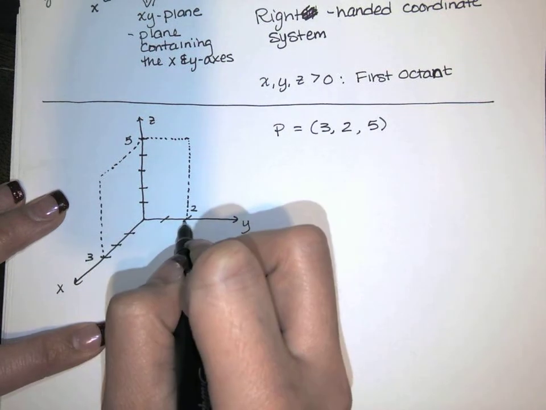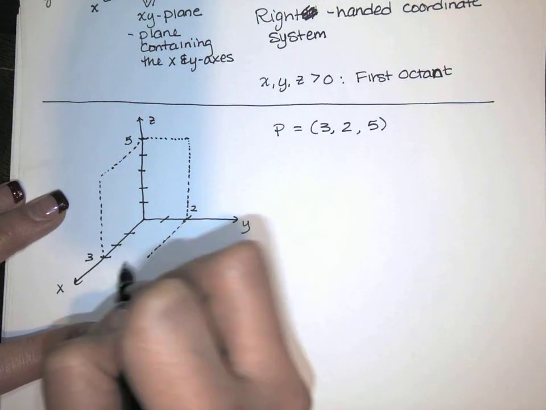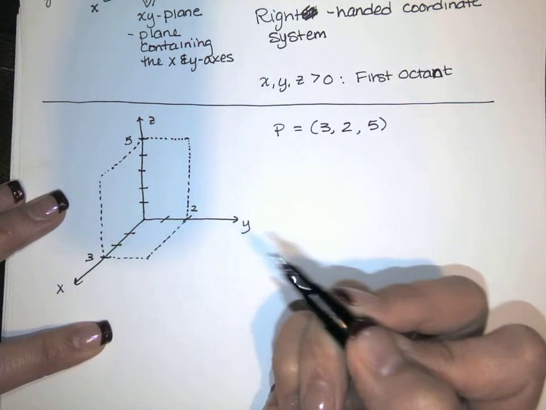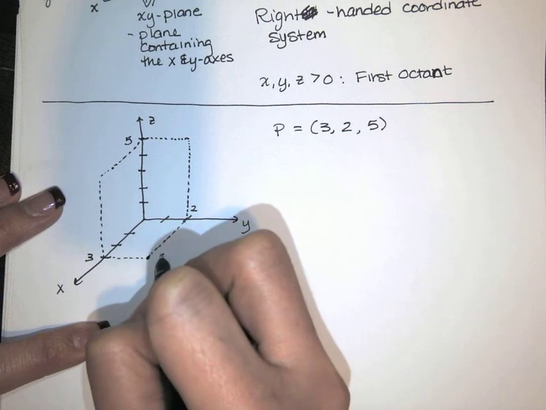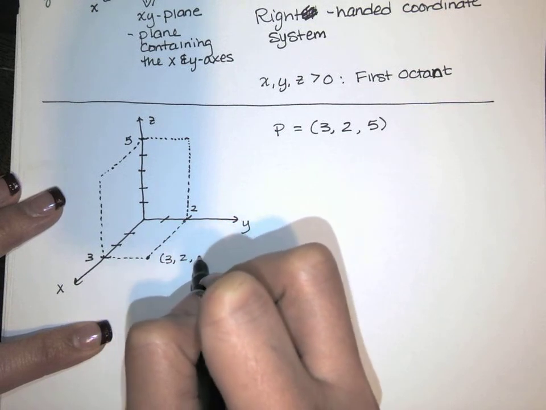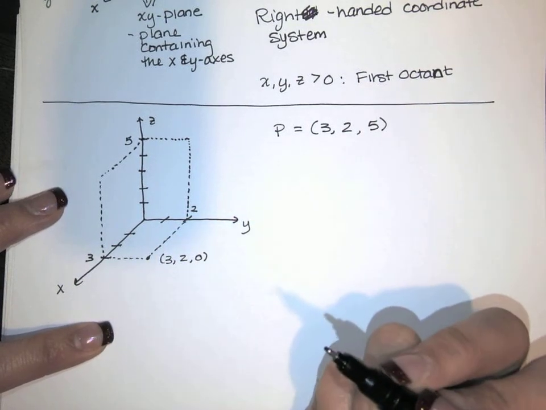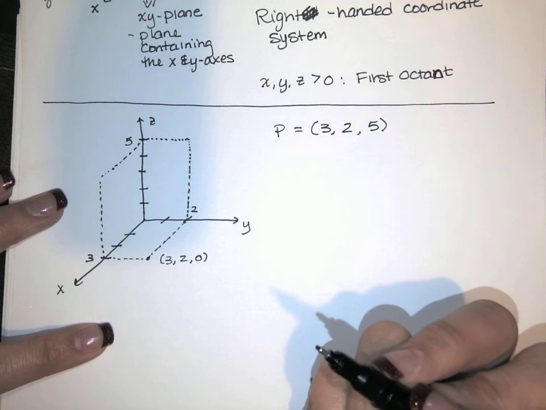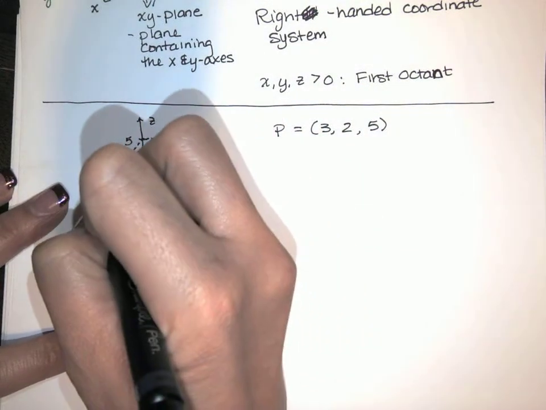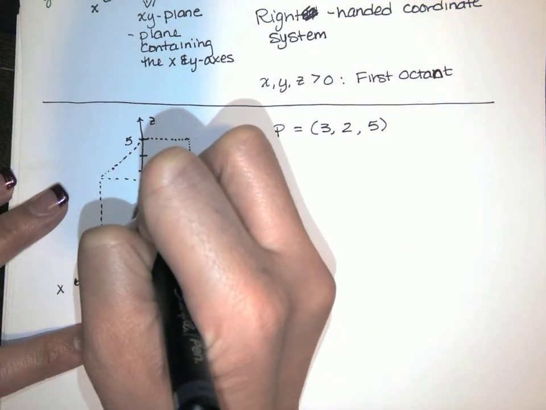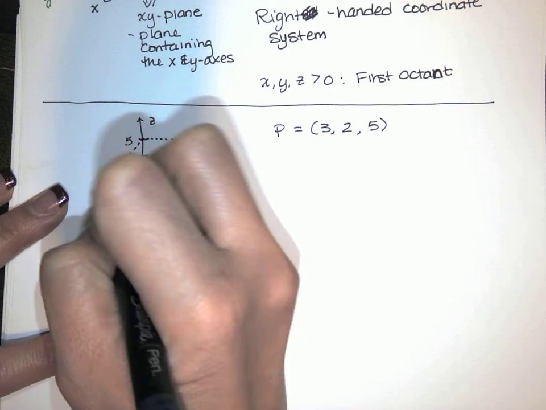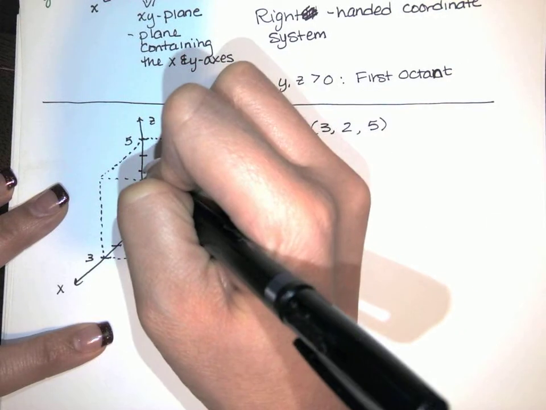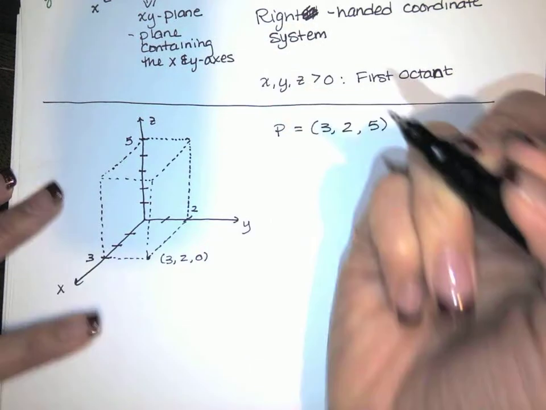And then I'm going to do the same thing down here. Parallel to the x-axis, it looks like this. Parallel to the y-axis, it looks like that. That is the point x equals 3, y equals 2, z equals 0. But I want to go up to z equals 5. So I'm going to keep making my box. Parallel to the y-axis, parallel to the z-axis. See, it's not perfect.